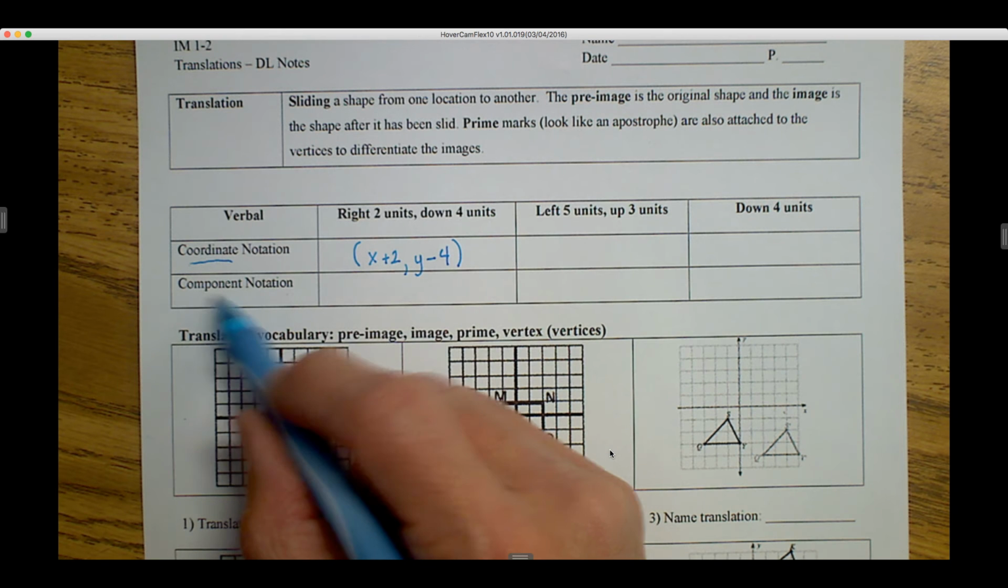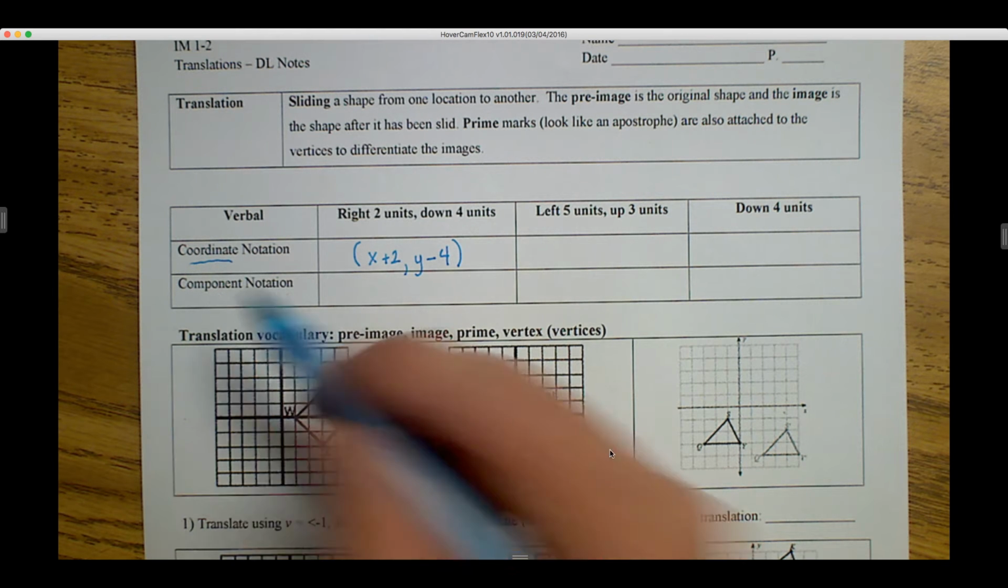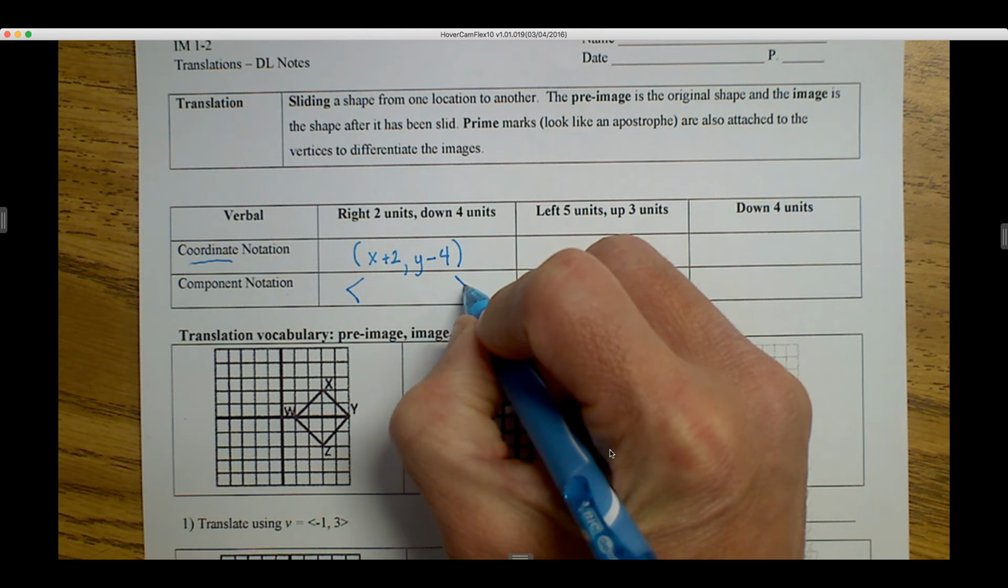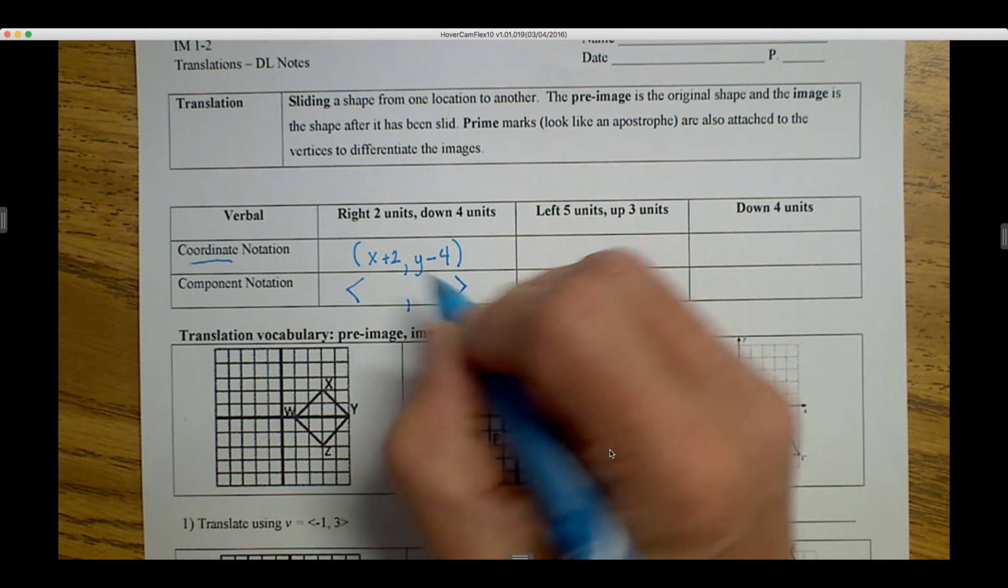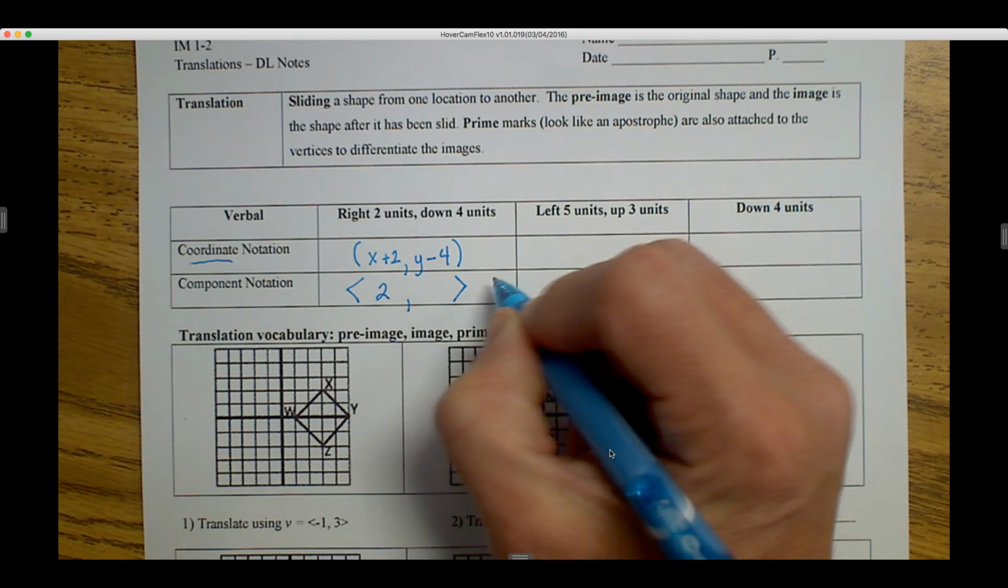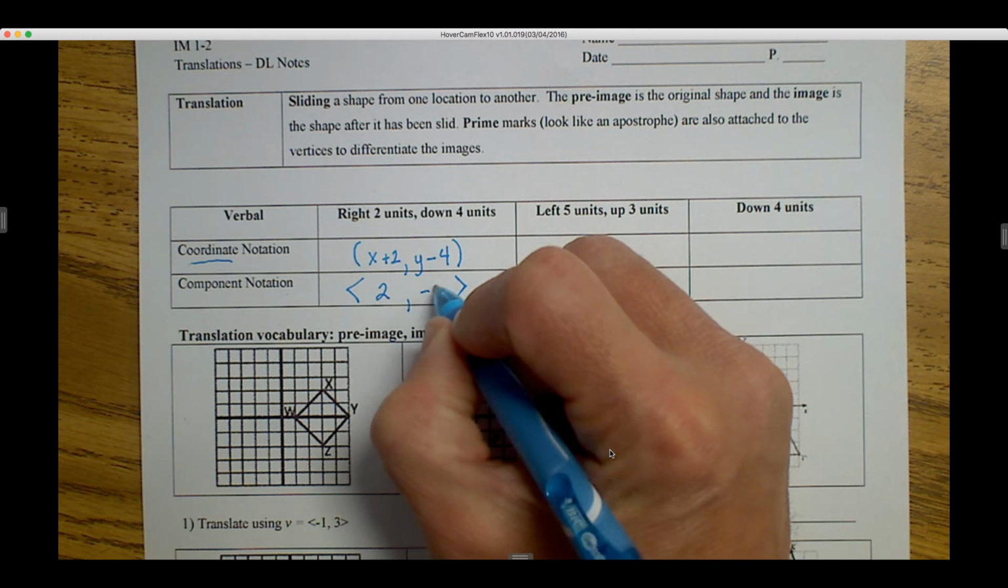Another way you could see this is called component notation or vector notation. These have your angled brackets, kind of like a greater than, less than. And they don't put the X or the Y in there. They just put the fact that it's a positive 2 and it's a negative 4.